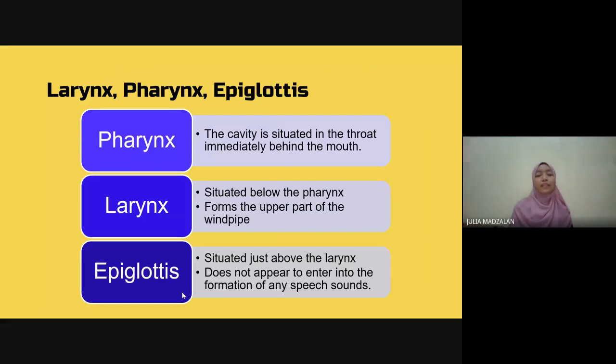And then there's also pharynx, larynx, and epiglottis. Okay, so the pharynx would be the cavity situated in the throat immediately behind the mouth. Remember, pharynx is the place where the swab test is being conducted for COVID-19. And then larynx is below the pharynx. It is the upper part of our windpipe. So dia adalah our trachea lah kalau dalam biologi kan. And then epiglottis is situated just above the larynx. It does not appear to enter the formation of any speech sound. Epiglottis. Tetapi epiglottis ini berperanan untuk modify the airflow.